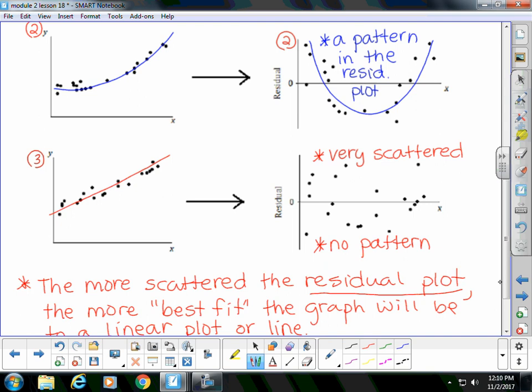When we get to lesson 19, the next lesson, we're actually going to talk about what we call an R value, or correlation coefficient, which tells us exactly how good the scatter plot fits to a line.